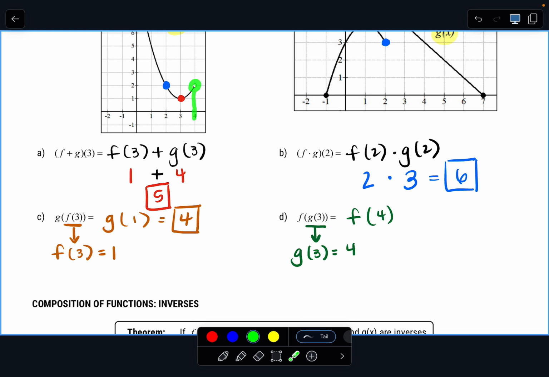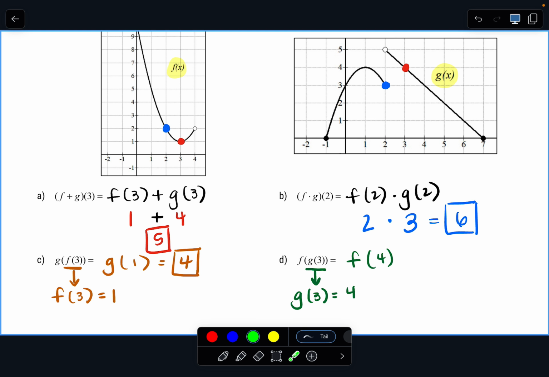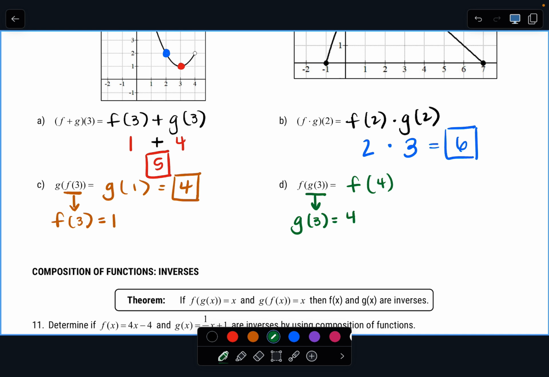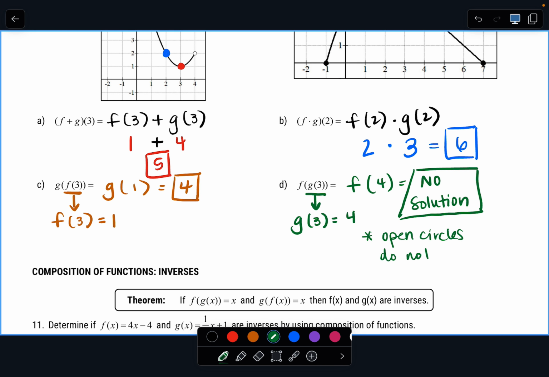Now, what do you think happens if the only point I have is an open circle? Do I have an open circle? It means that nothing is there. It does not exist. So do we think that we have an answer? No. So we are going to say no solution. That would be infinity, actually. No solution. And I'm going to make a little note: open circles do not exist.